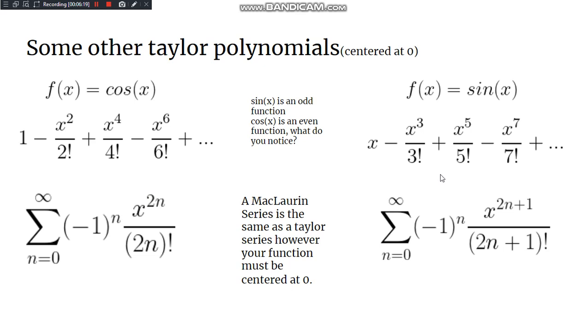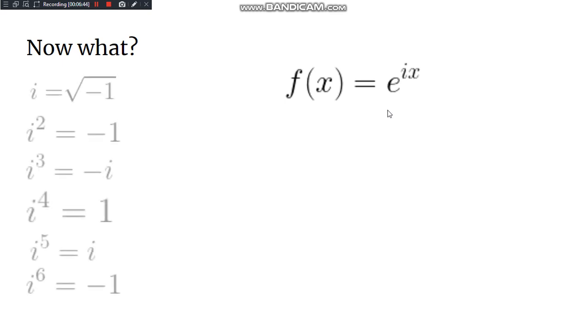A Maclaurin series is just a Taylor series, except when that series is specifically centered at 0. Now that I've thrown all these facts at you, let me just show you one last cool thing. Take the function f of x equals e to the ix, and let's find the Taylor polynomial, or the Taylor series, for this. If you don't remember what i is, I'm just going to keep this over here on the side to jog your memory.